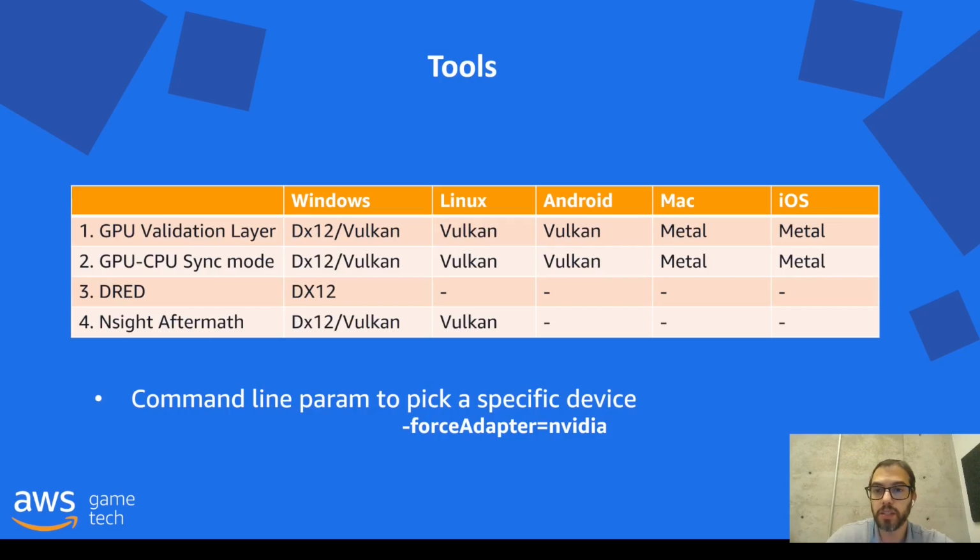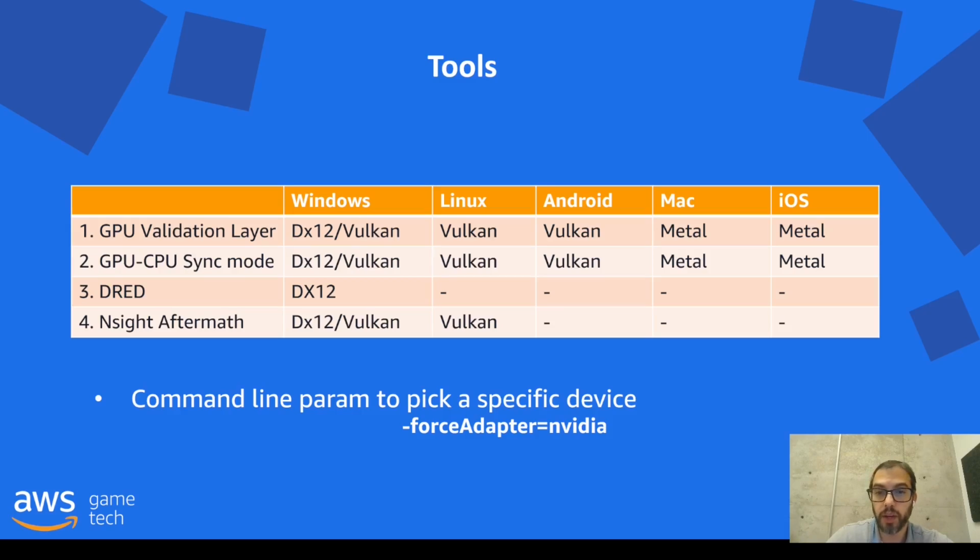We have a few ways to help debug GPU crashes. We have a GPU validation layer that can be enabled across all the backends, DX12, Vulkan, and Metal, and it works across all the platforms, Windows, Linux, Android, Mac, and iOS. We have a GPU-CPU sync mode, which lets the CPU run in lockstep with the GPU, and it's also implemented across all the backends and platforms. We also have integration for DRED, which works with DX12, and we have Nsight Aftermath, which is the Nvidia tool, and it works for Nvidia hardware on DX12 and Vulkan for Windows and Linux.